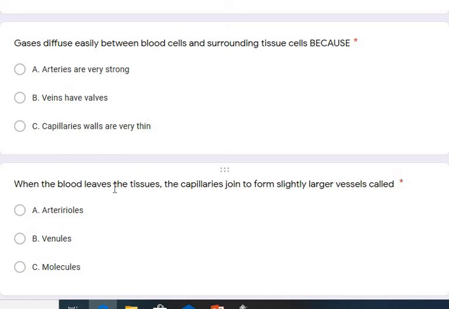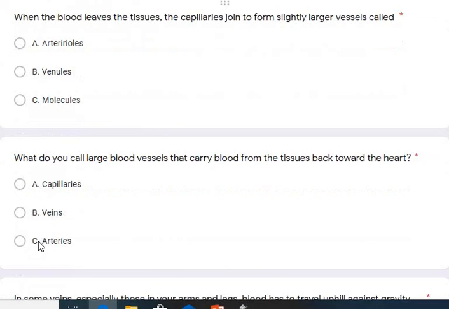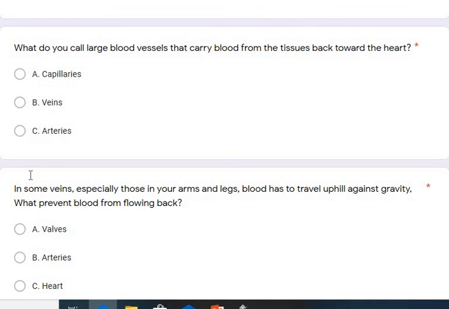When the blood leaves the tissues, the capillaries join to form slightly larger vessels. What is the name of these vessels? These are the vessels returning back to the heart, so they would be venules, which will merge to form the veins, and the veins will be connected to the heart. What do you call large blood vessels that carry blood from tissues back toward the heart? We said it. It's veins.